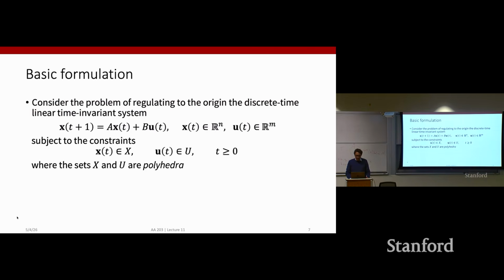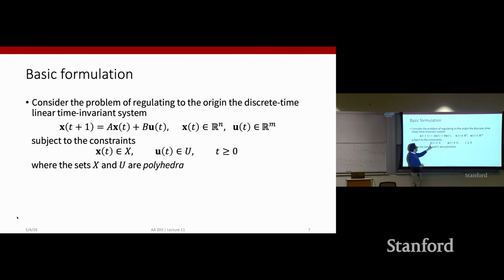So let me give you a little bit more concrete formulation, particularly in the setting of linear dynamics. We consider the problem, again, of regulating to the origin the discrete time linear time invariant system, x_{t+1} = Ax + Bu. So very similar to what you would do with the classical frequency domain control. But we also have constraints, so this is not something that you can do with classical frequency-based control.